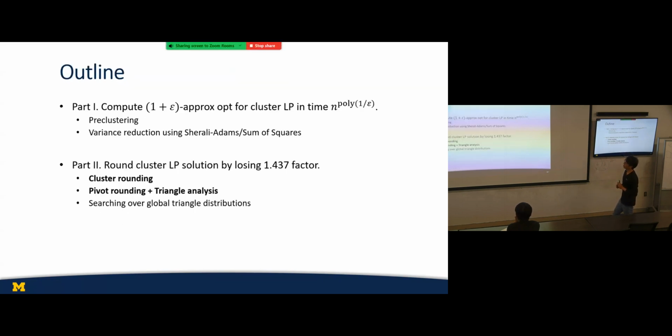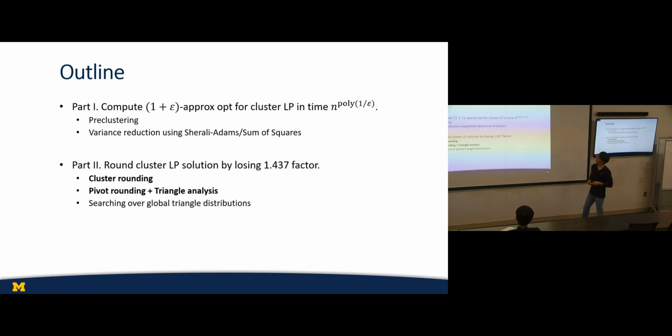Okay, so then the rounding part. I want to get to the second part of the talk, where I talk about different problems, so I'm going to be very brief here. The rounding algorithm, at a high level: we run two algorithms. The first one is called cluster rounding. The second one is called pivot rounding. We run the two rounding algorithms separately and then just take the best solution. That's our entire rounding algorithm.